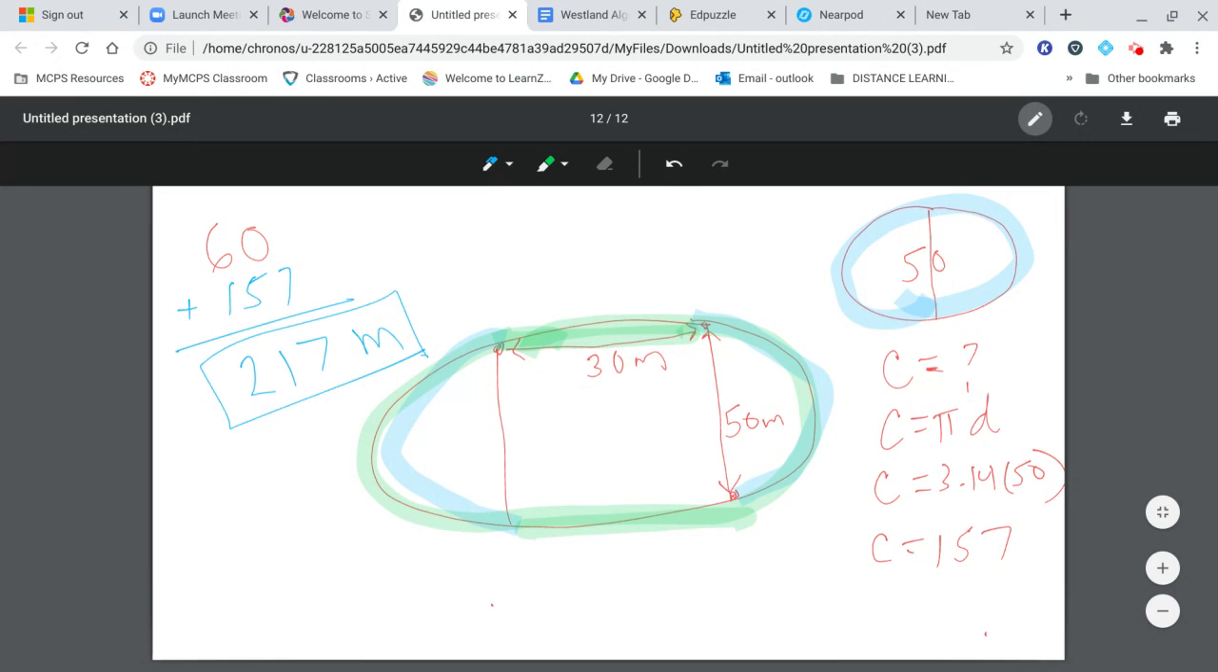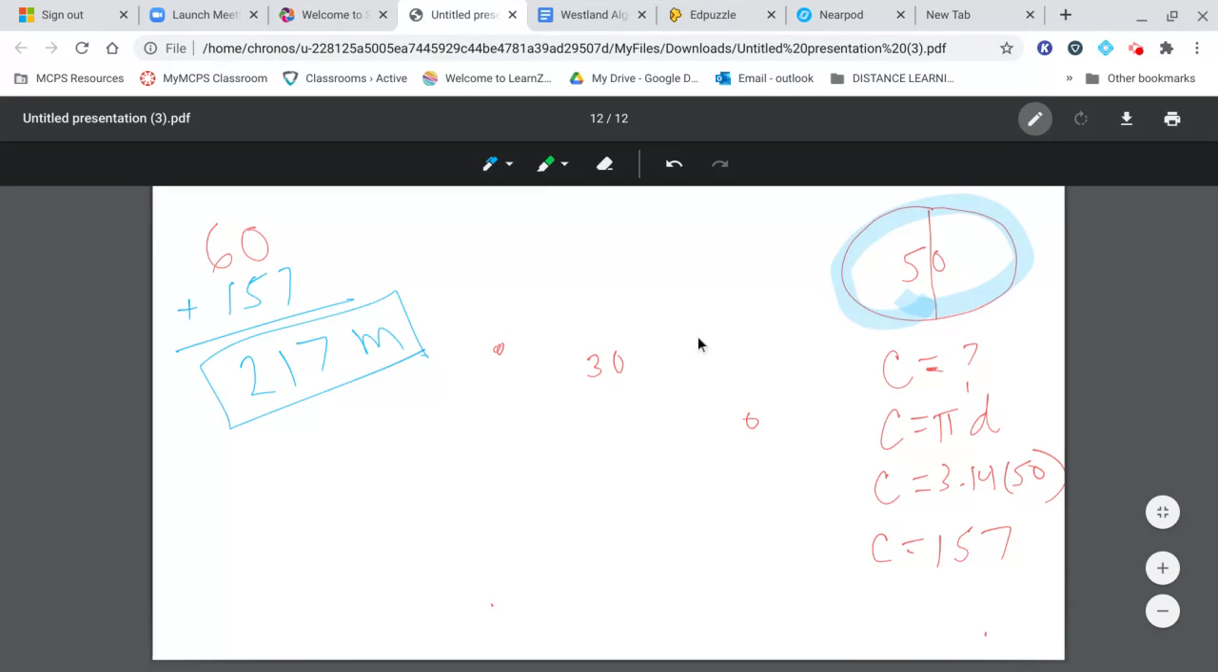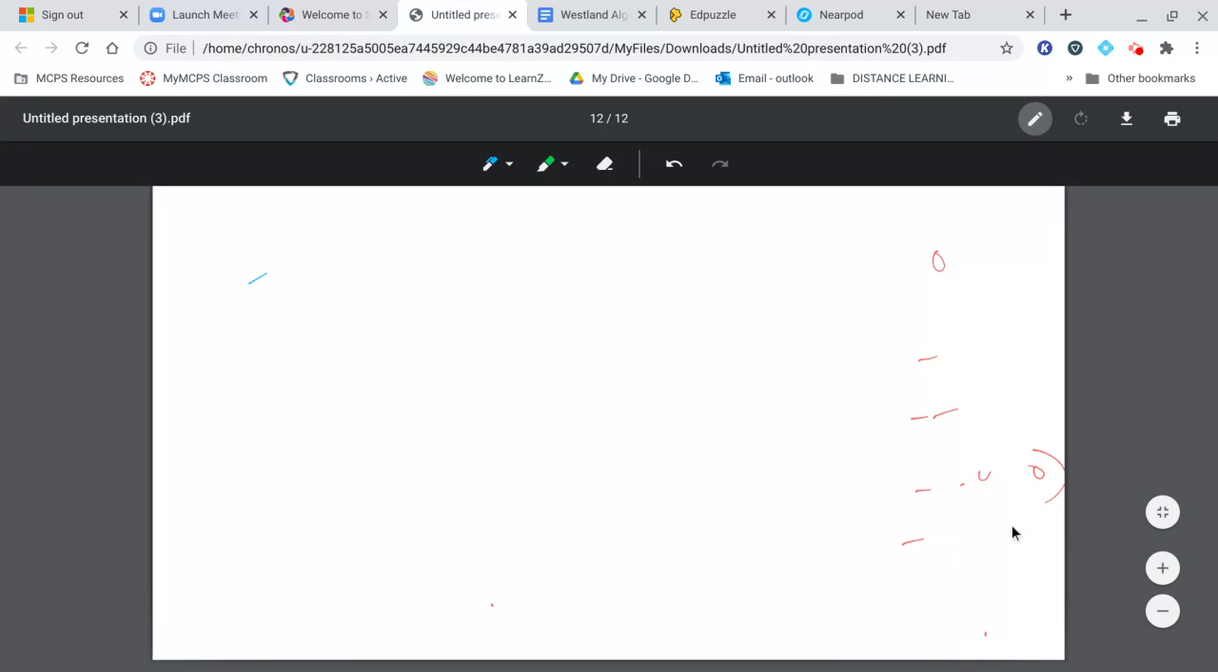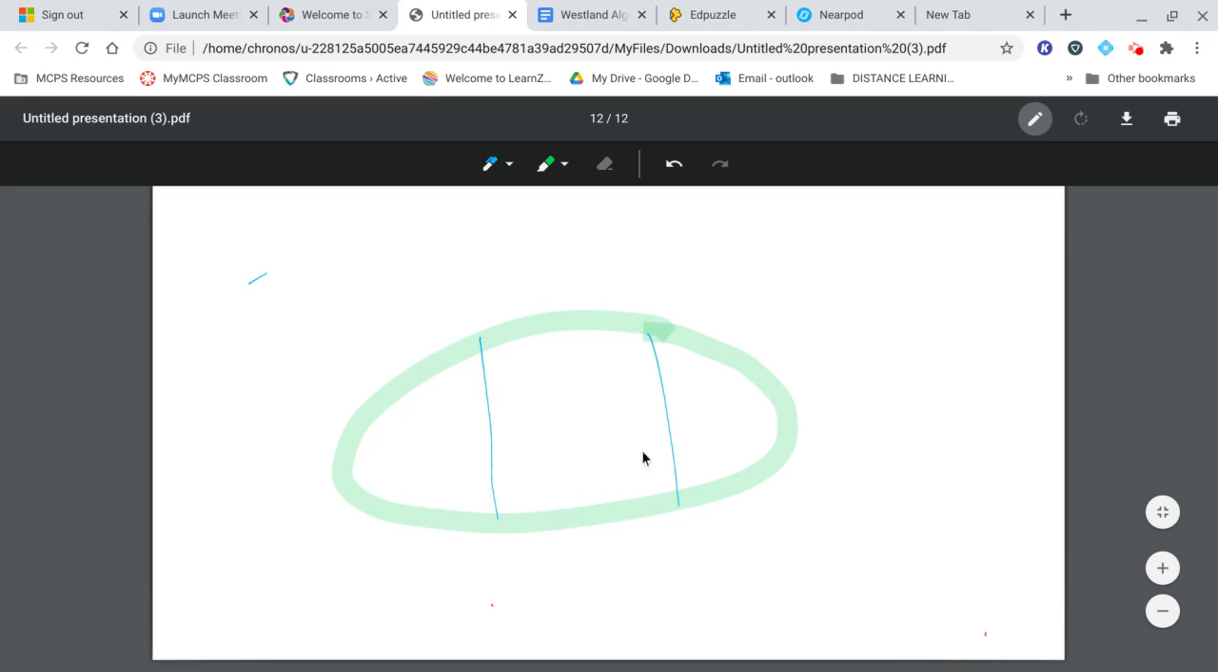Okay. Let's try one more. I'm just going to give you one more just to try on your own. And you guys will do it completely from the beginning. Sorry. We're going to give you a different track. All right, here we go. Here's your track. There's your track. This is the straightaways. It should be pretty straight right there.